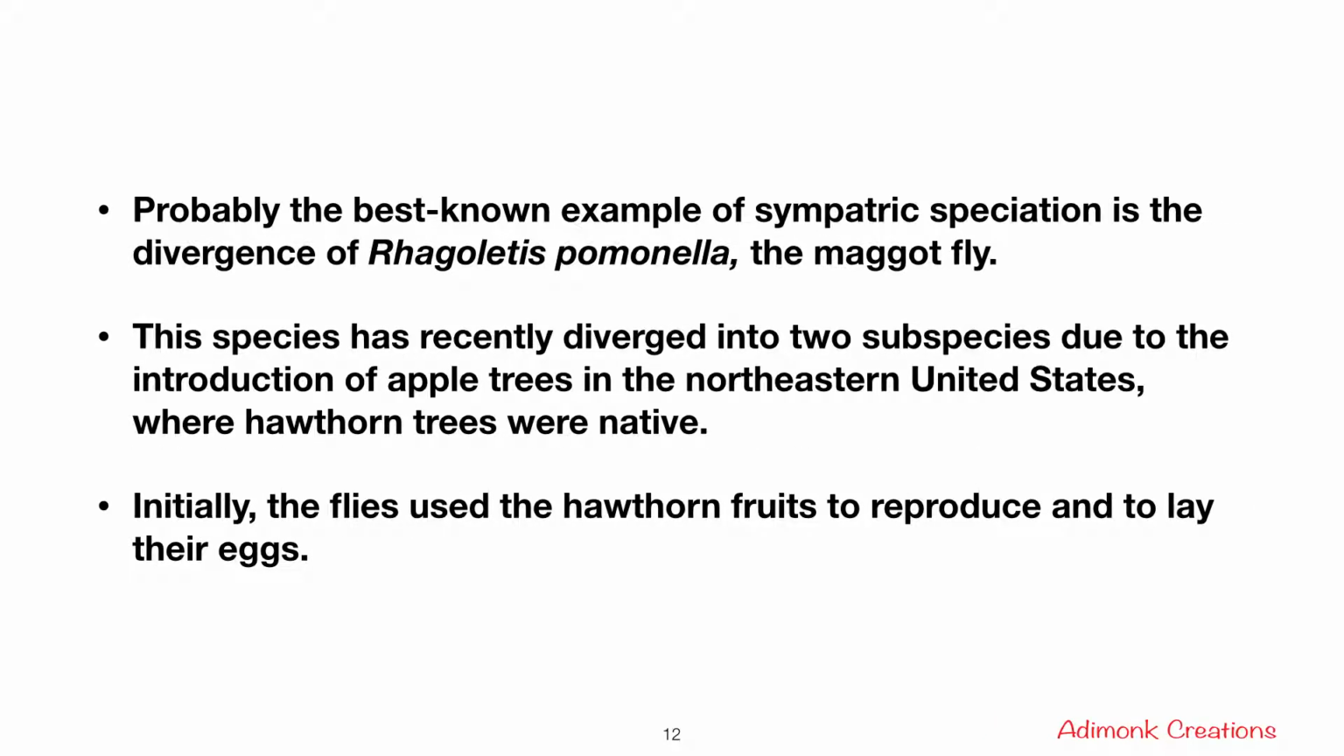So probably the best known example of this sympatric speciation is the divergence of Rhagoletis pomonella, which is the maggot fly. So this species, Rhagoletis pomonella, has recently diverged into two subspecies due to the introduction of apple trees in the northeastern United States, where previously there were only hawthorn trees. So initially the flies used the hawthorn fruits to lay their eggs.